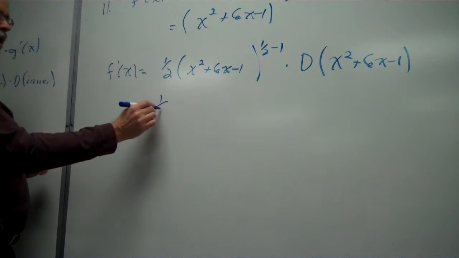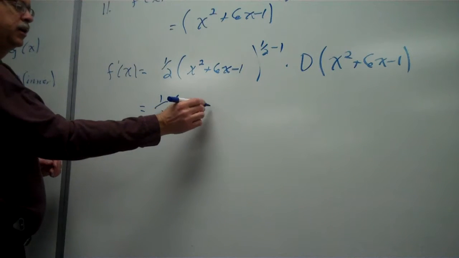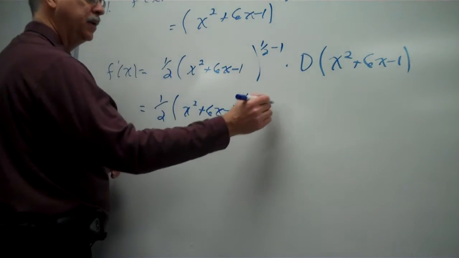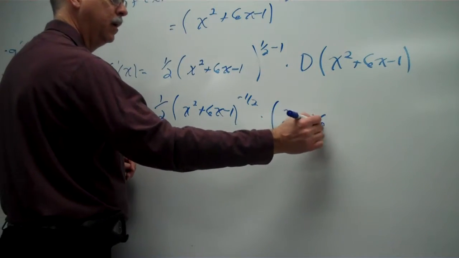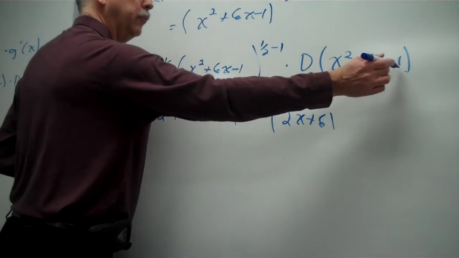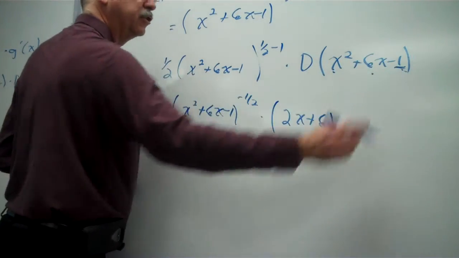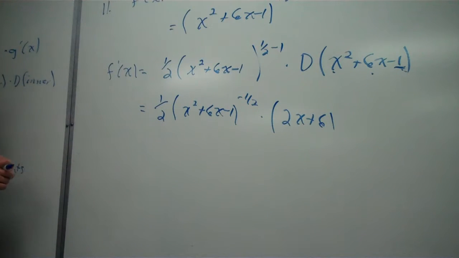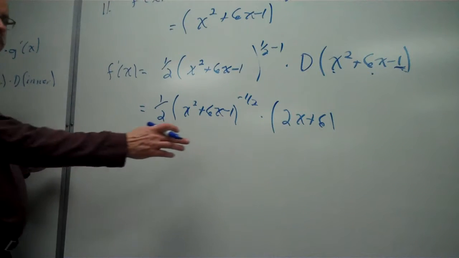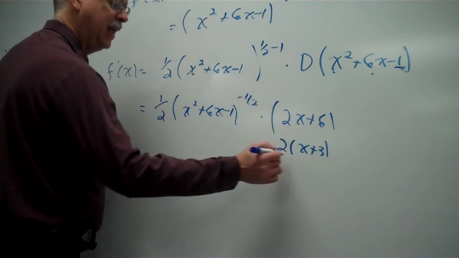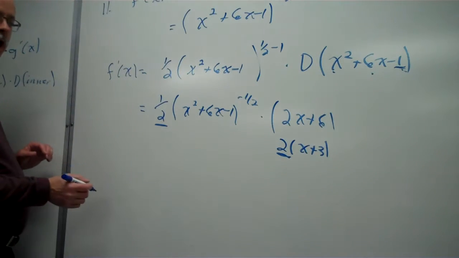So let's see, we've got 1/2 times (x squared plus 6x minus 1) to the minus 1/2 power, and then times 2x plus 6, taking the derivative term by term. The derivative of a constant is always 0. This will simplify a little bit. 2x plus 6 has a common factor of 2, which cancels with the 1/2 out in front.